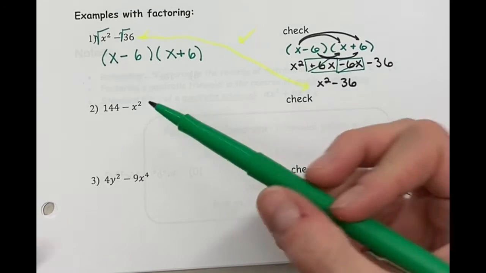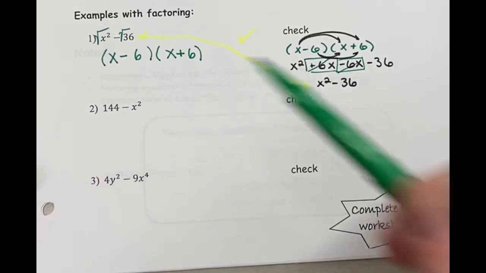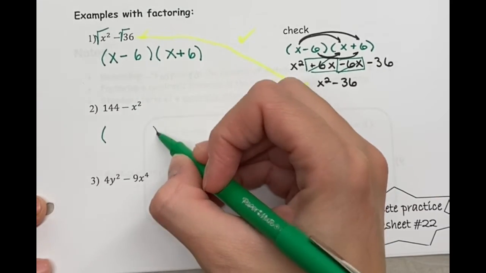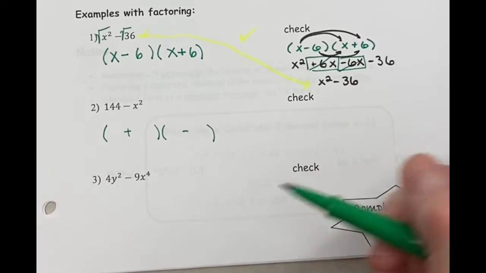So we need to check for dots. Do I have a difference? Yes. Subtraction. 2 terms. Yep. And they are both perfect squares. So I'm going to set up my 2 sets of parentheses. One's a minus and one's a plus, and it doesn't matter which one's which.